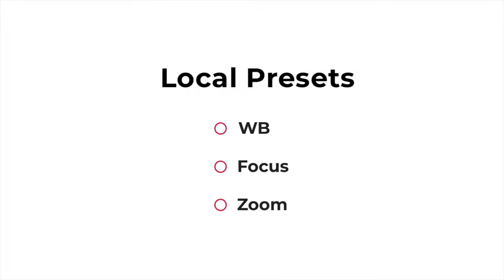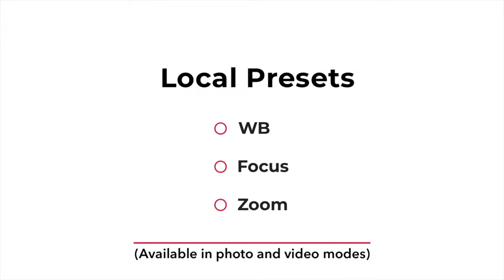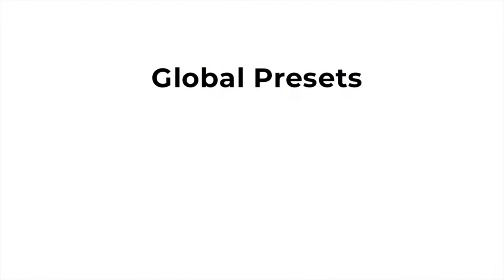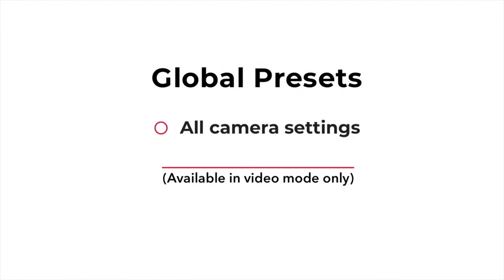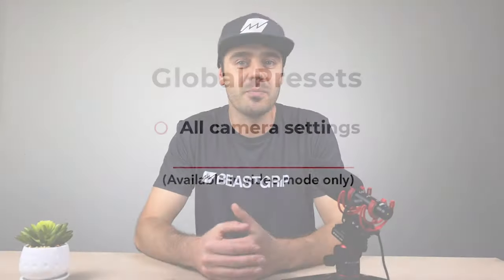There are two types of presets, local and global. Local presets are available for white balance, focus and zoom in both photo and video modes. These presets are saved on your device and you have up to 3 preset spots for each of these settings. Global presets allow you to save all of the camera settings and they are available in video mode only. Global presets are saved on your device and in the cloud. They are also shareable between devices.